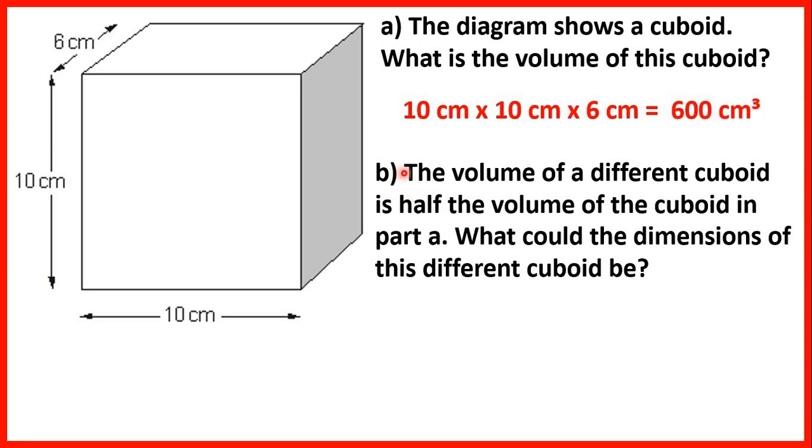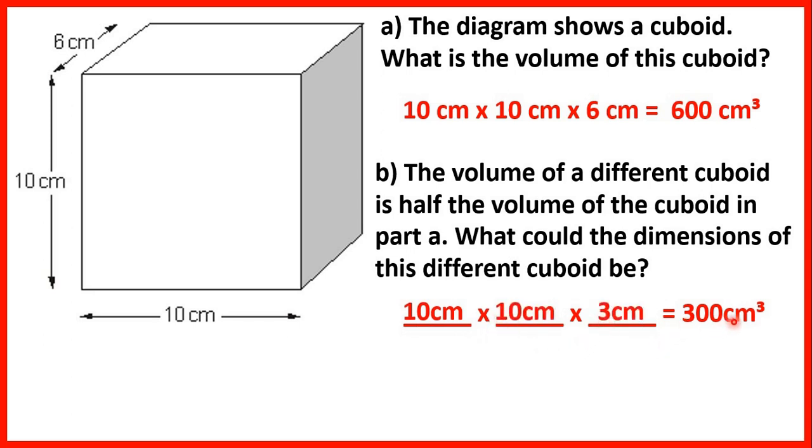Now, the volume of a different cuboid is half the volume of the cuboid in part A. What could the dimensions of this different cuboid be? So in part A, we had a volume of 600 centimeters cubed, and half of that is 300. So we need to think what times what is 300. Well, we could have 10 times 10, so that's 100, times 3 is 300.